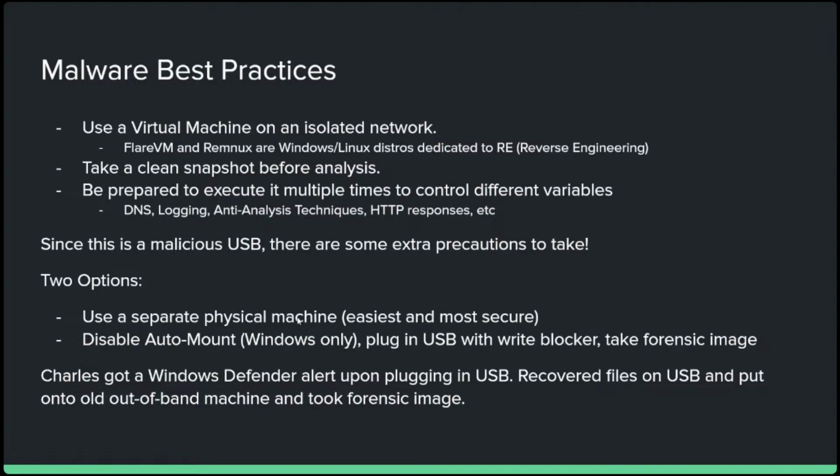But yeah, use either a physical machine or you need to disable auto mount. And if you're concerned about those USB killers, where you plug it in and it fries your computer, I think Hak5 actually has some USB detectors for that. So if you want to test whether any of those are USB killers, you can go spend the money and do that. Otherwise, disable auto mount if you're using Windows, plug it in with a write blocker, and then take a forensic image, and then we can actually analyze all the files on that forensic image. FTK Imager is a free tool you can use for that. That's what we ended up using in this case.